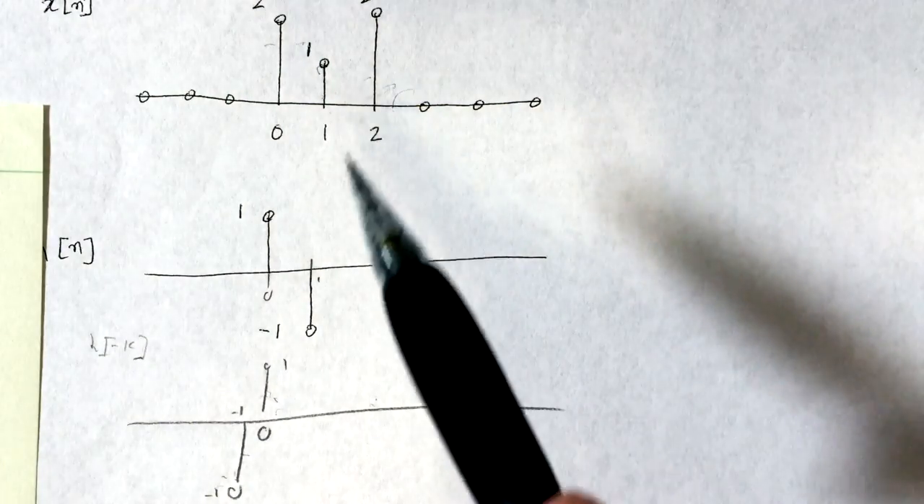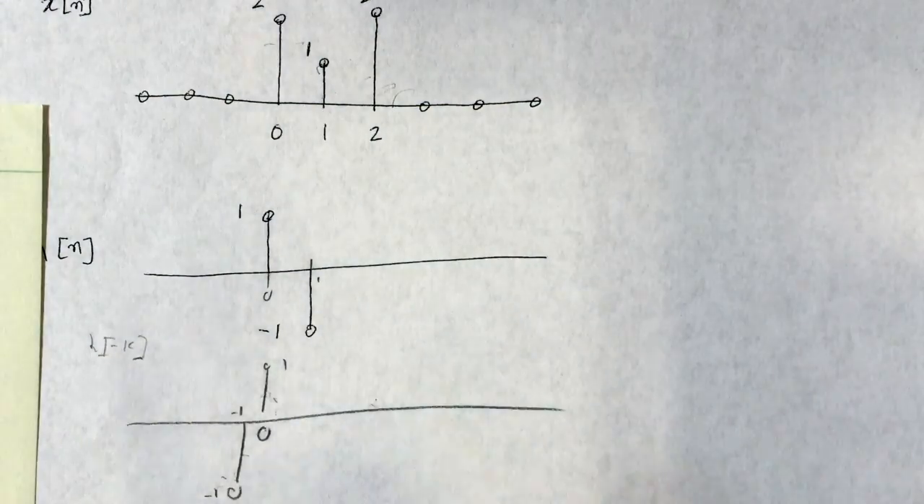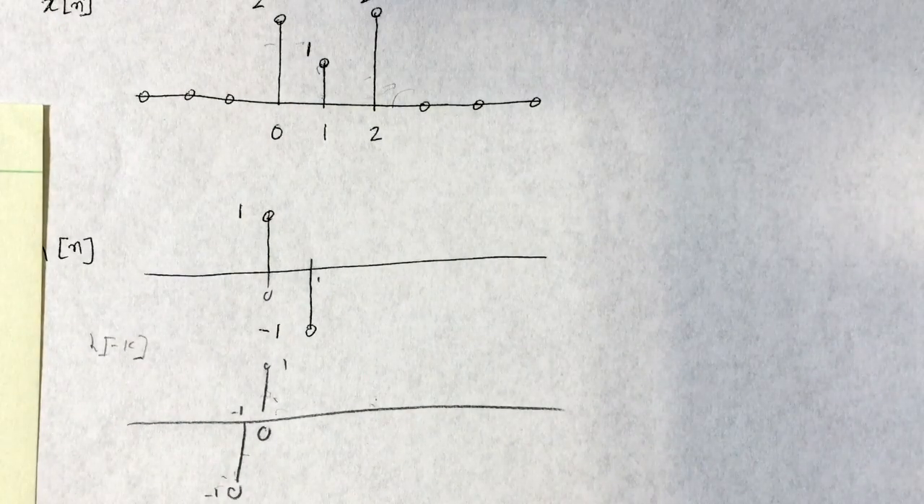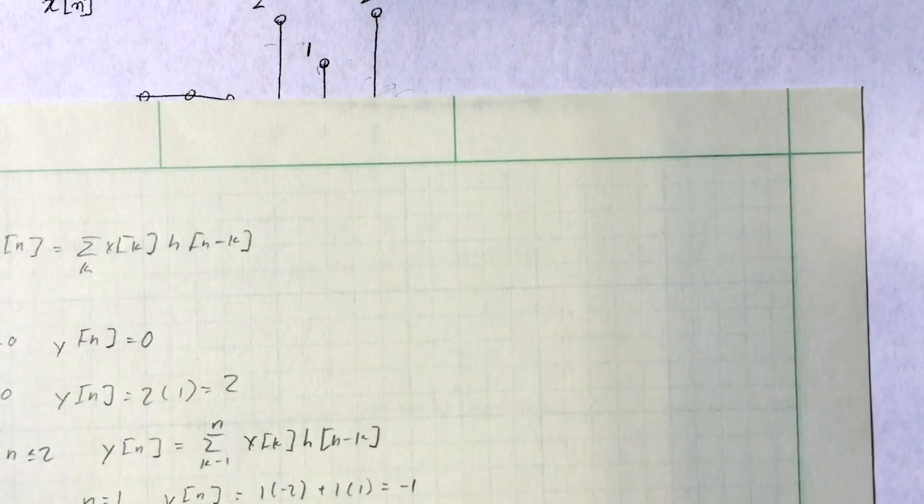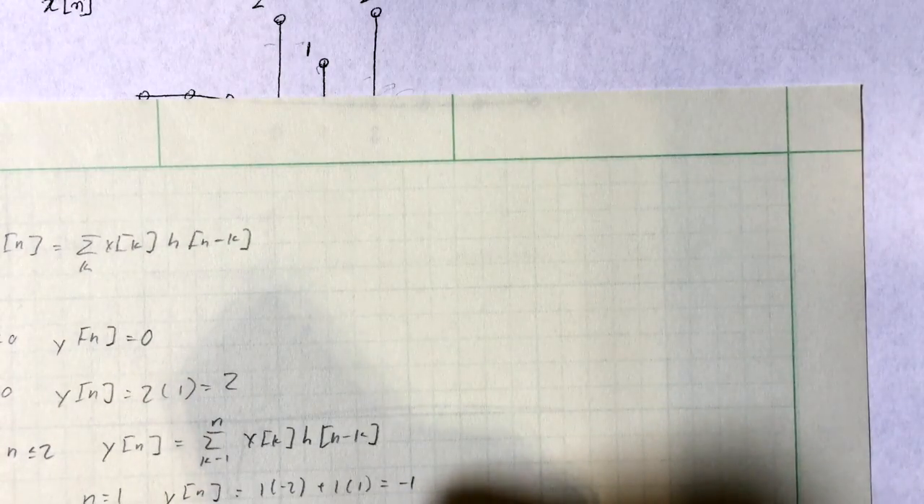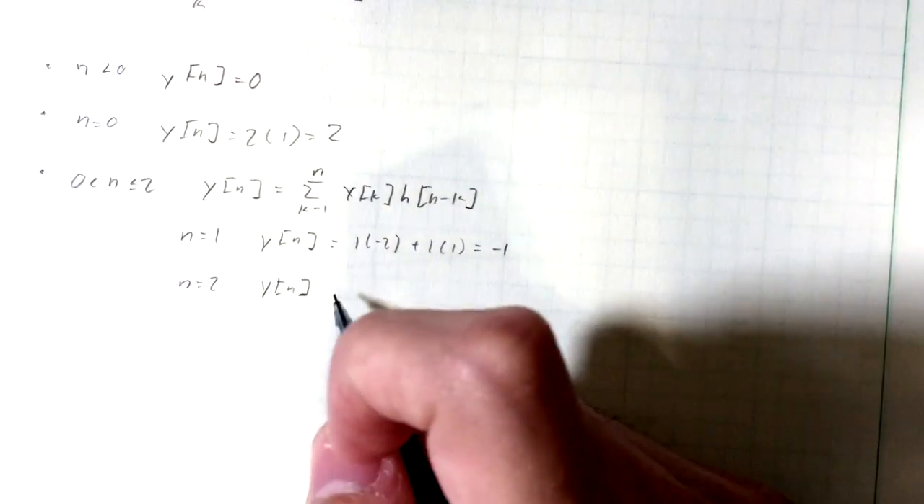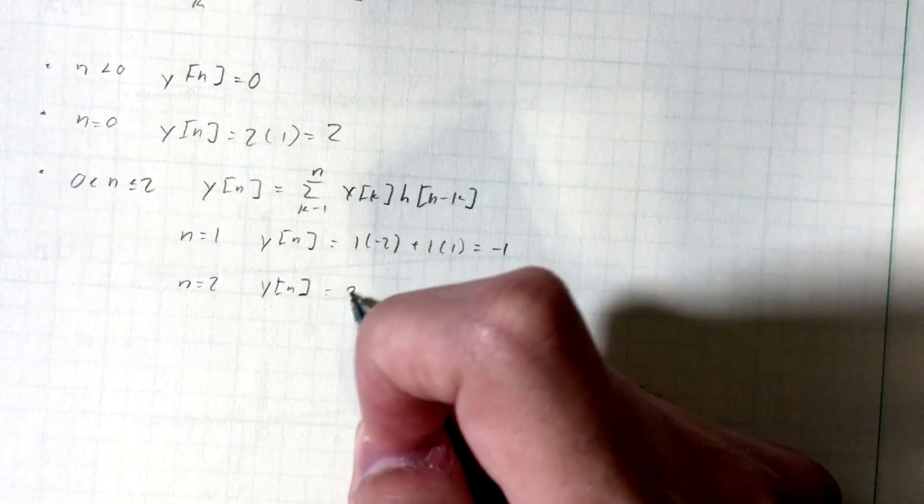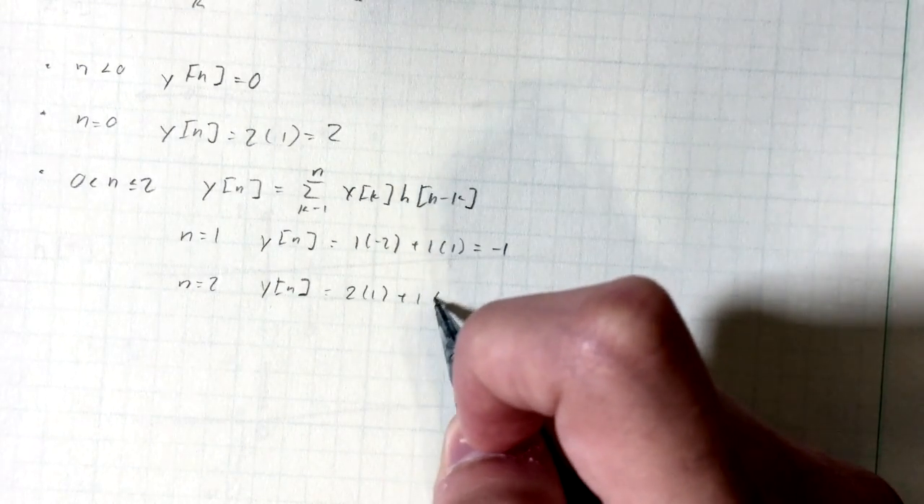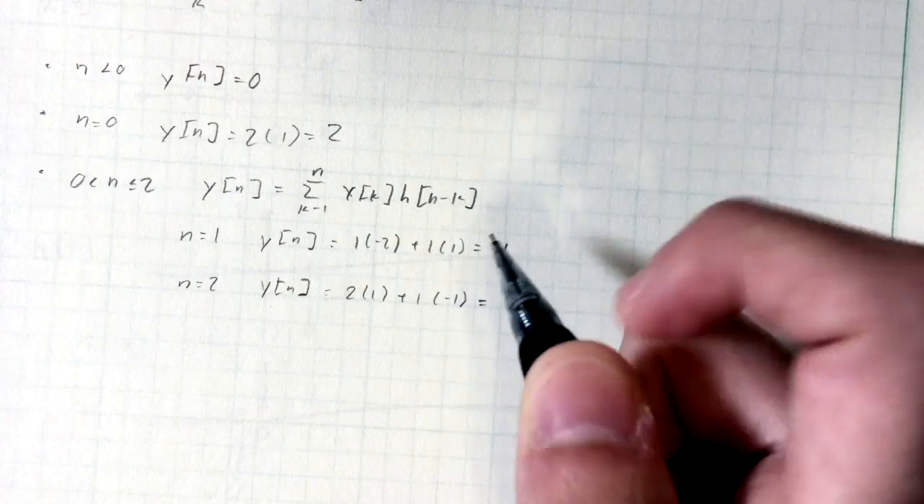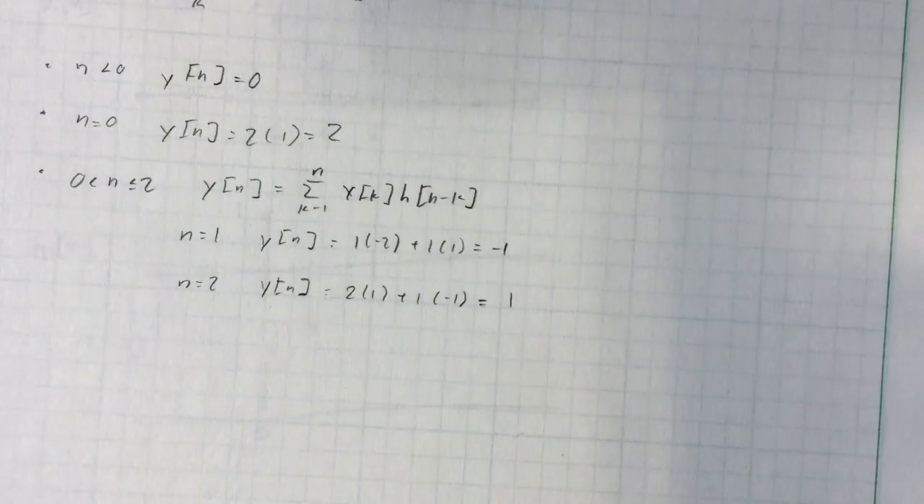And then when n is equal to 2, 1 times 2 is equal to 2. 1 times negative 1 is equal to negative 1, which gives us 1 when we add them together. So y of n equals 2 times 1 plus 1 times negative 1, which gives us 1.